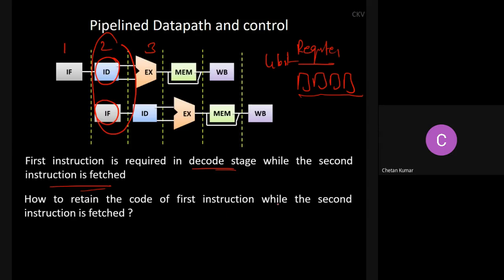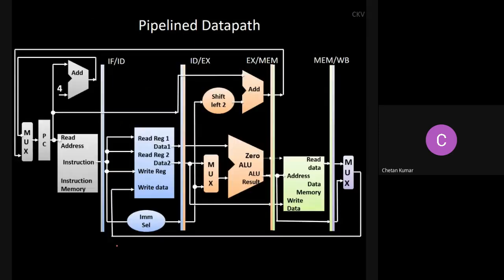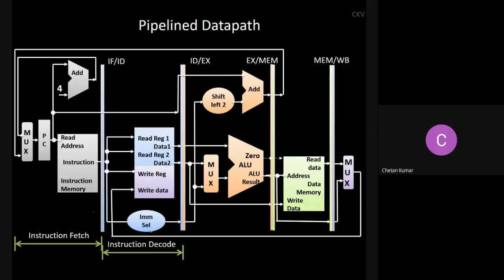So to retain the code for the first instruction while the second instruction is being fetched, you use storage elements in between successive stages. That is why I'll introduce the pipeline registers in between. Once I identify where to divide, I introduce the pipeline registers. These are the different stages that I represented using different color codes. This is my instruction fetch stage, this is my instruction decode stage, then execution, then memory, and then write back. Now I have introduced the pipeline registers. Since I am using these registers for pipelining purposes, they are also called pipeline registers.